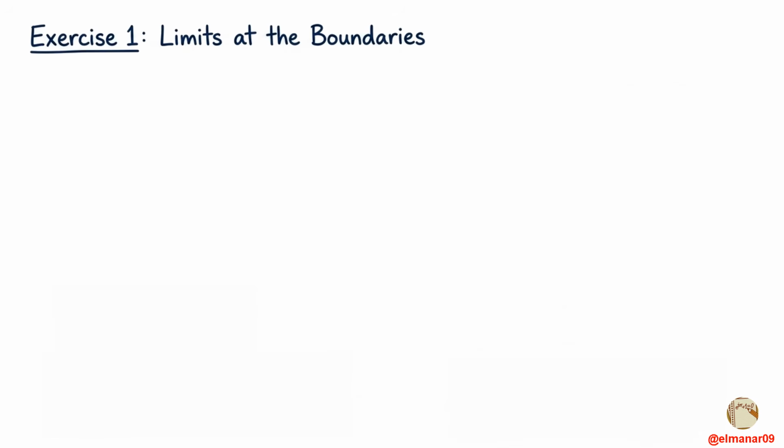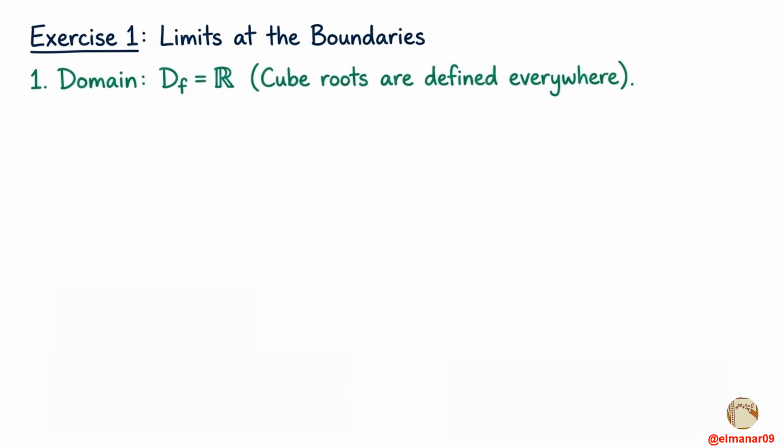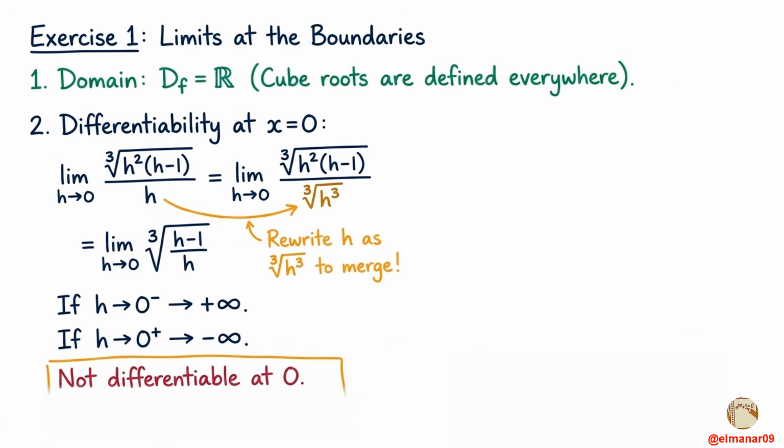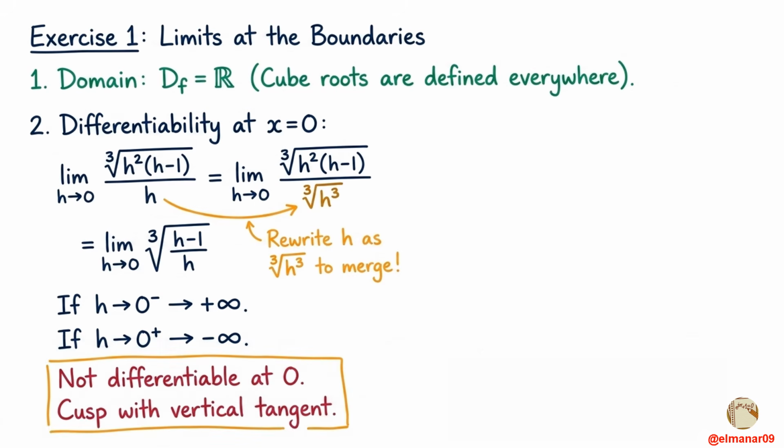Let's solve the first part of our exercise. Step 1. The domain. Since it's a cube root, it's defined everywhere, so the domain is all real numbers. Step 2. Differentiability at x equals 0. We set up the limit of f of h over h. By rewriting h as the cube root of h cubed, we can merge everything into one radical. The result is the cube root of h minus 1 over h. As h goes to 0 from the left, it goes to plus infinity. From the right, minus infinity. This means we have a cusp with a vertical tangent, not differentiable.